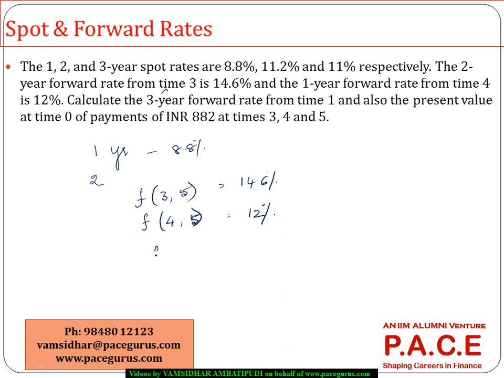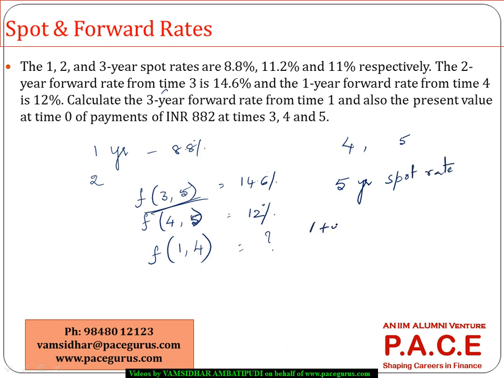So we are asked to find out the forward rate value from time 1 for 3 years, which means between 1 and 4 is what we are supposed to find out. Now, if I know the spot rates for 4 years and 5 years, all the remaining calculations can very easily be addressed. So what we can typically think of doing is using this information to find out first of all a 5-year spot rate.